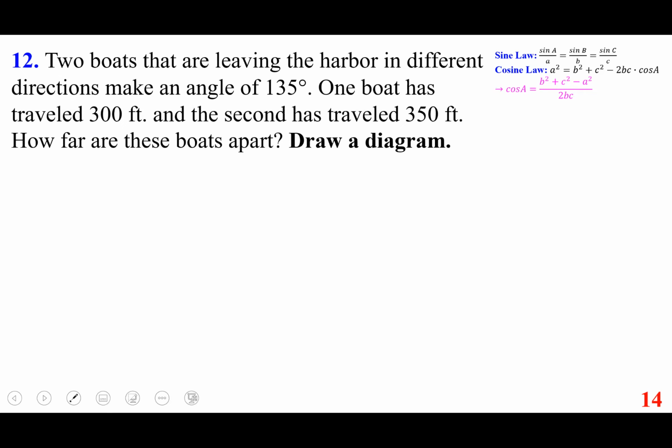Two boats that are leaving the harbor in different directions make an angle of 135 degrees. One boat has traveled 300 feet and the second has traveled 350 feet. How far are these boats apart?